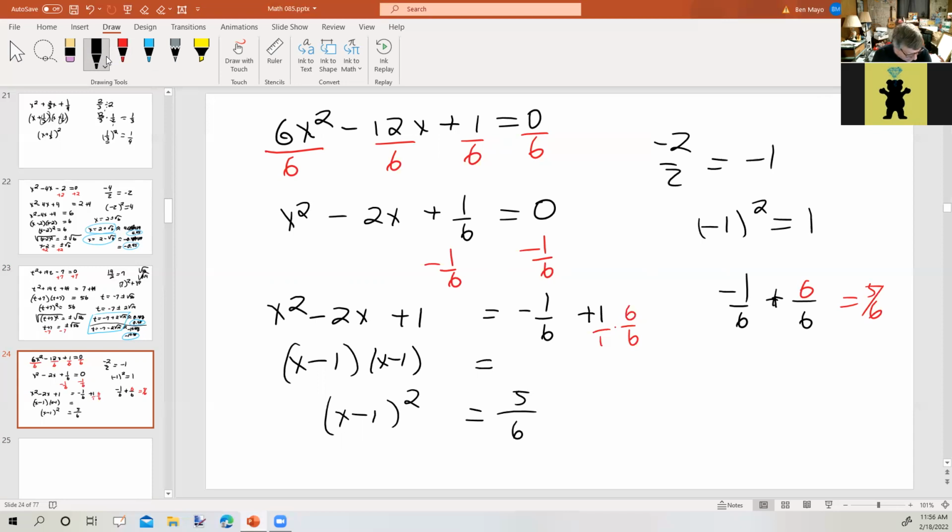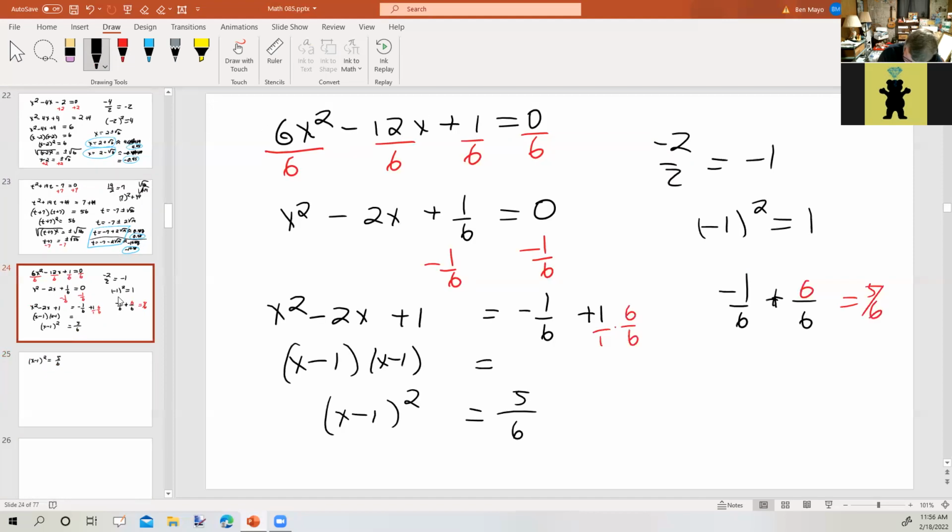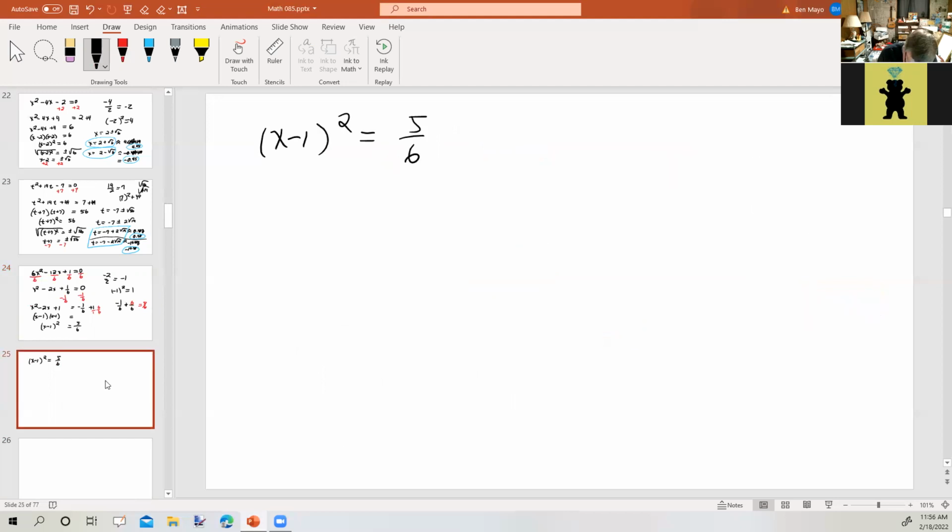Now I'm ready to apply the square root property. Okay. And I think what I'm going to do is go to the next page. So let me recopy that: x minus 1 squared equals 5/6. We'll go back in case you need anything here for a minute. Okay. So now I'm going to take the square root of both sides.